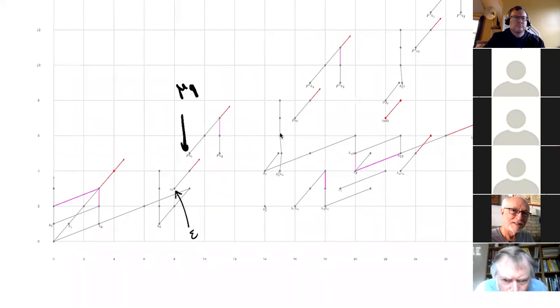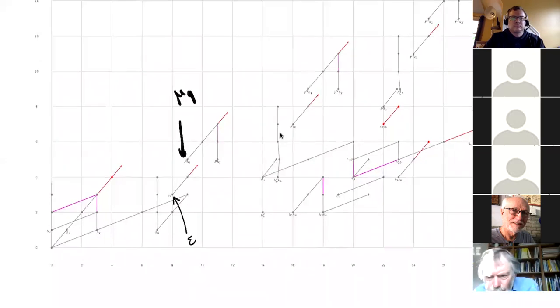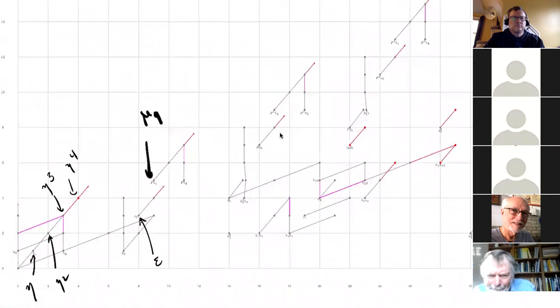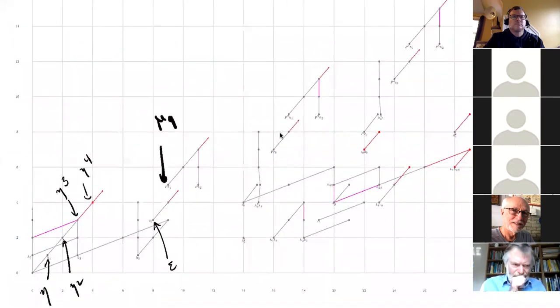Here a red dot denotes something. This is eta, this is eta squared, this is eta cubed, and this is eta to the 4. This red dot represents the fact that eta to the 4 is tau torsion. You see that there's a bunch of these elements, for example eta and mu9, which have these infinite eta towers showing up. These red arrows indicate infinite eta towers.